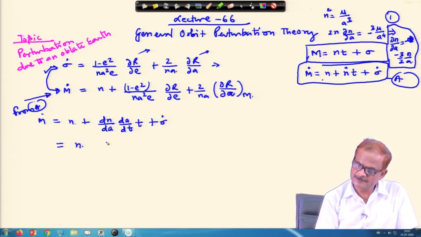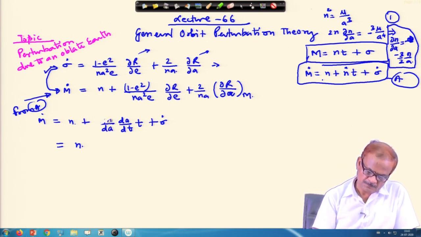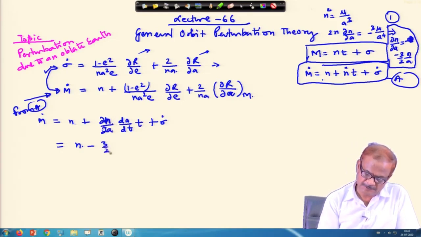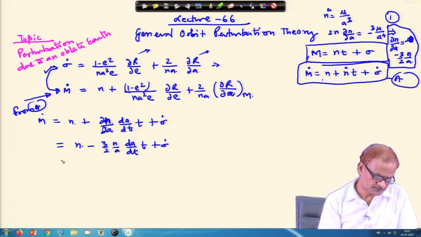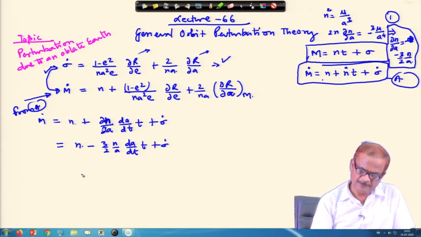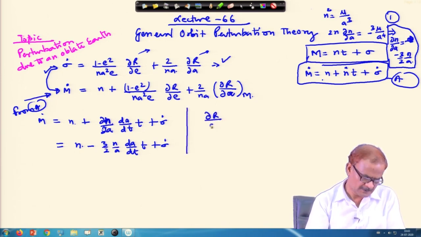And dn by da we write as dou n by dou a, which we have already written here. So, this is minus 3 by 2 n by a times da by dt, t plus sigma dot, and sigma dot is the quantity which is available here. So, we can insert it later on, but we require one more quantity to work with. This is dou r by dou a.